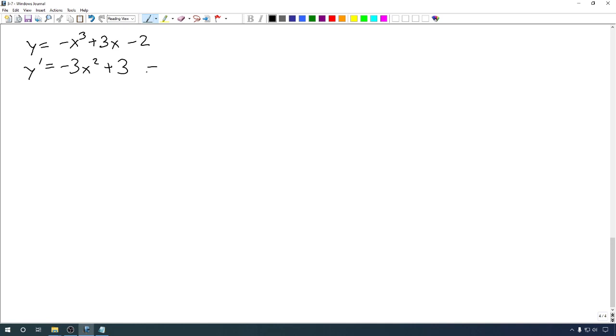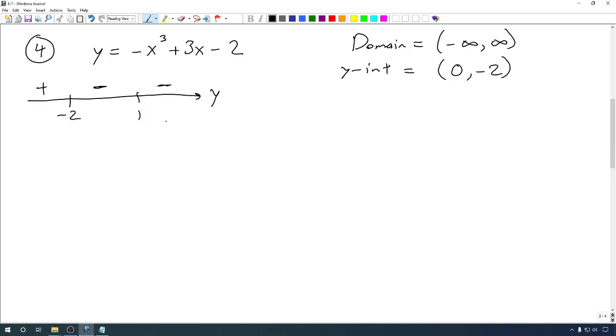I want to set this equal to 0 and solve. This one's actually a lot easier to solve than the last one. Basically, we have 3x squared has to equal 3, because of that negative there. Which means that x squared is 1, or x is plus or minus 1. We can go ahead and put a number line for that first derivative. We know that we have plus or minus 1.